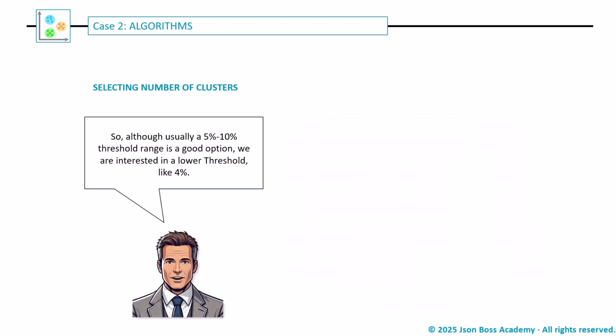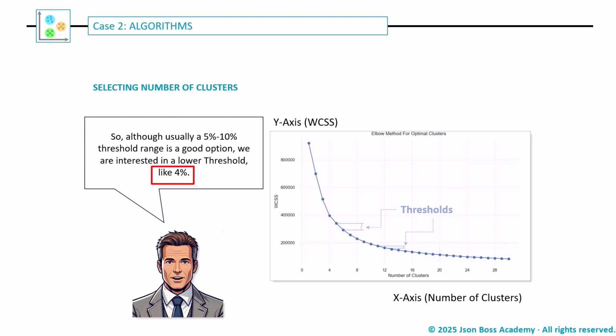So, although usually a 5%, 10% threshold range is a good option, we are interested in a lower threshold, like 4%. Following Micah's advice, we have adjusted the threshold, or the level at which it is no longer worth reducing the within cluster sum of squares, to 4%, resulting in 26 clusters. In other disciplines, this would be a very low threshold, but in ours, it is necessary.